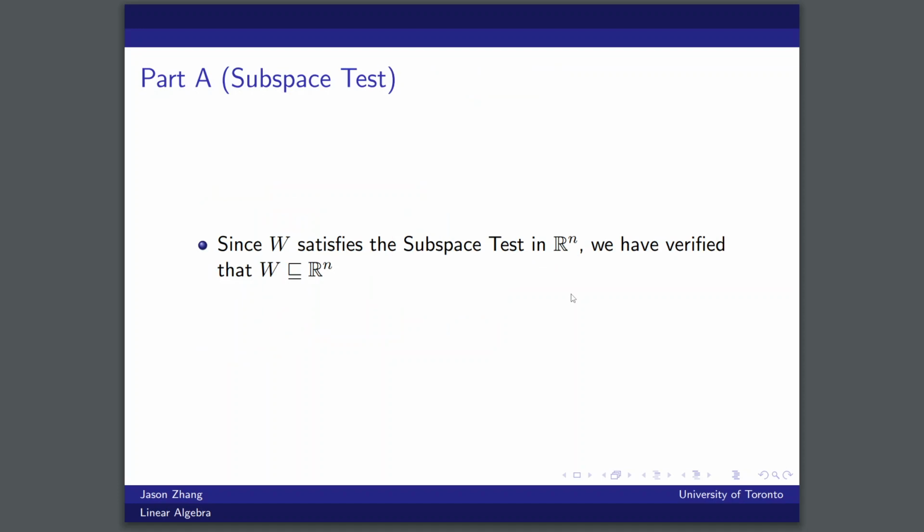And therefore, we have shown that lambda x1 belongs to W. Since we have shown that W satisfies the subspace test in Rn for all three of those properties, we have verified that W is in fact a subspace of Rn.